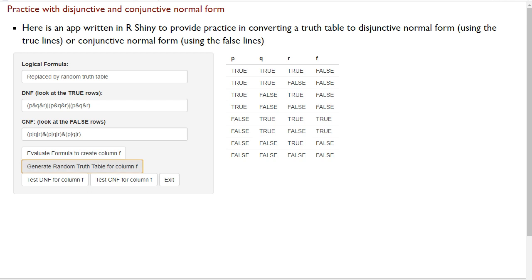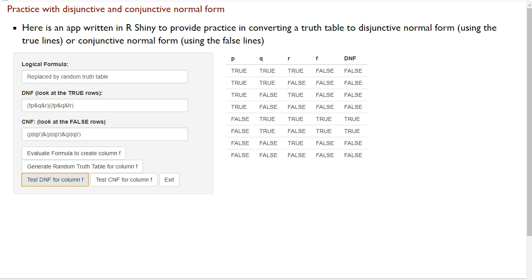There's a nice one. It's got only 2 true lines, so the disjunctive normal form is the easy case. You say, in disjunctive normal form, either I want P is false and both Q and R are true, or P and R are false while R remains true. And I click on the Test DNF button, and I've got it right.